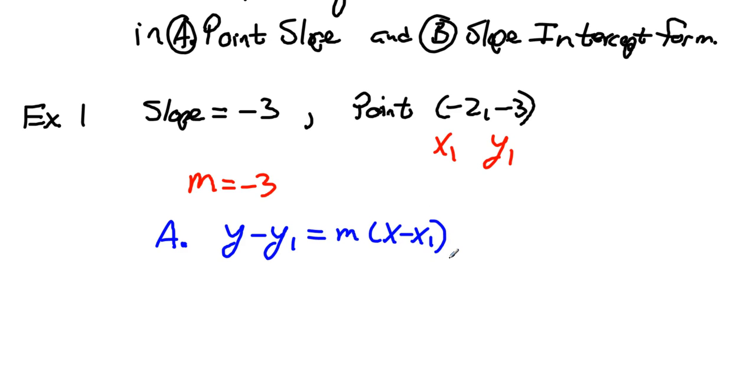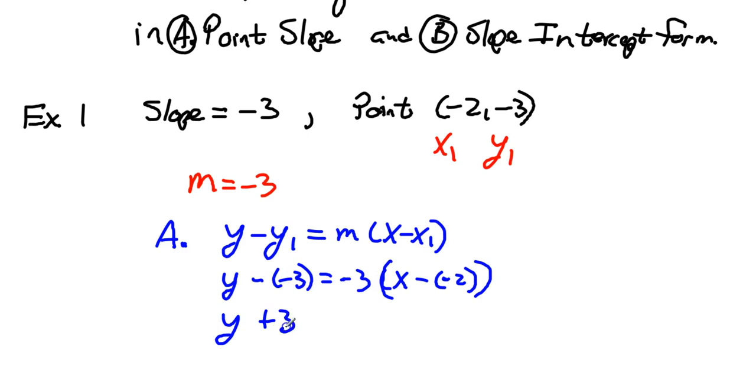So plugging those values in, it's y minus y1, which is -3. The m value is also -3. And our x1 value is -2. The only thing you do to get the answer for part A is you clean up the double negative that you have. You've got a minus negative here, so make that y plus 3. This negative 3 is okay. You've got another minus negative here, so make that x plus 2. And that's all you do for part A.